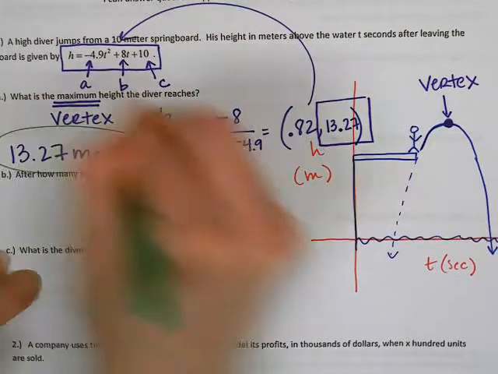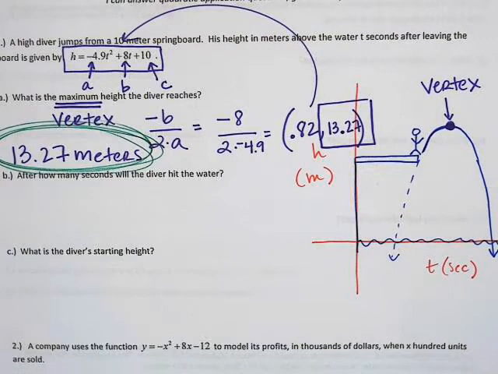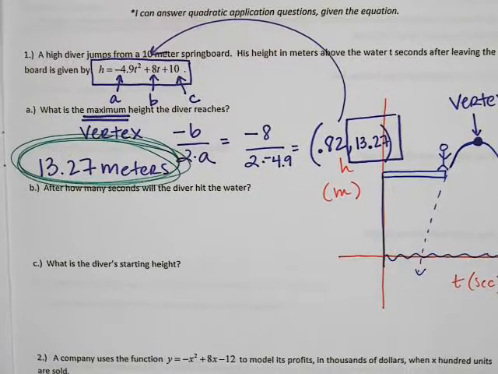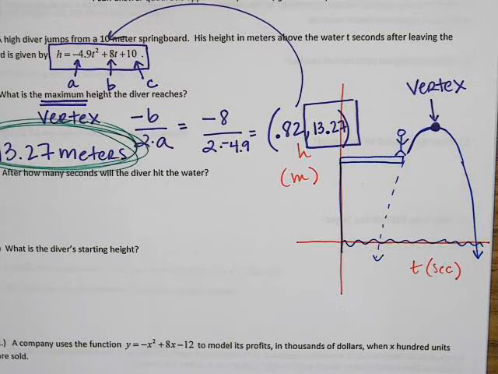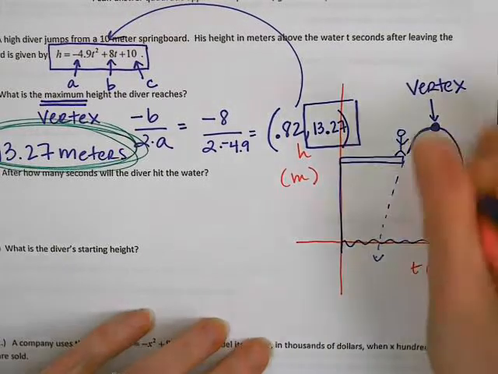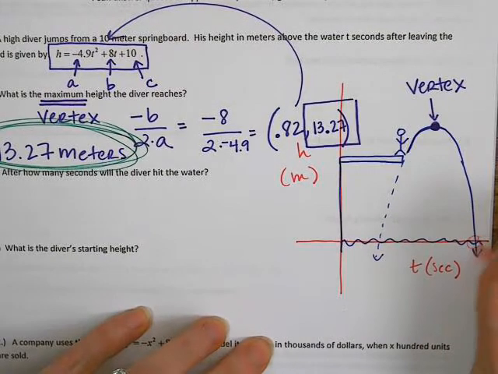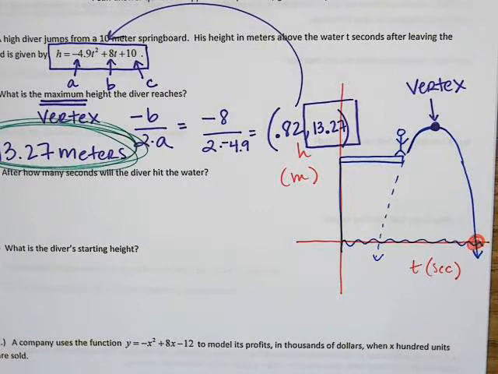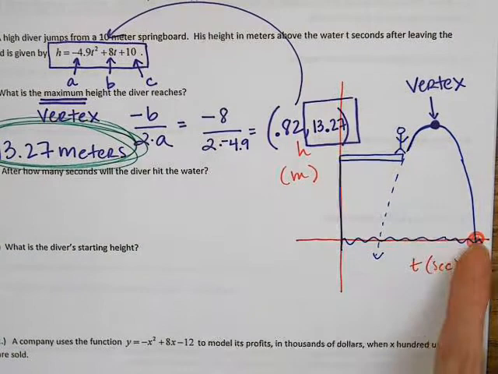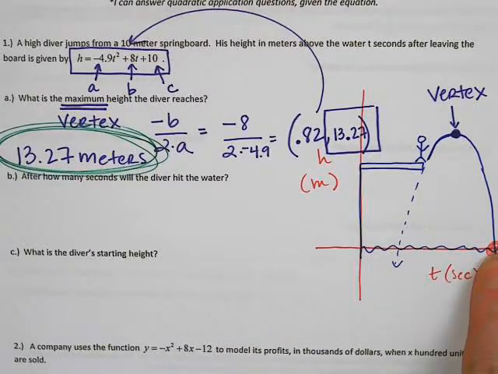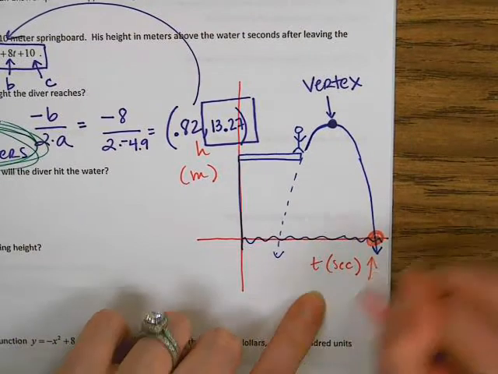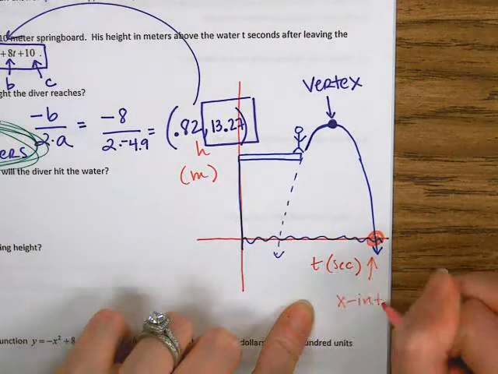So let me do all of our final answers in green. Now, B says, after how many seconds will the diver hit the water? Okay, let's find it. When will the diver hit the water? That's going to be right here. What's that thing called? That's going to be the x-intercept. So this one we're finding the x-intercept.